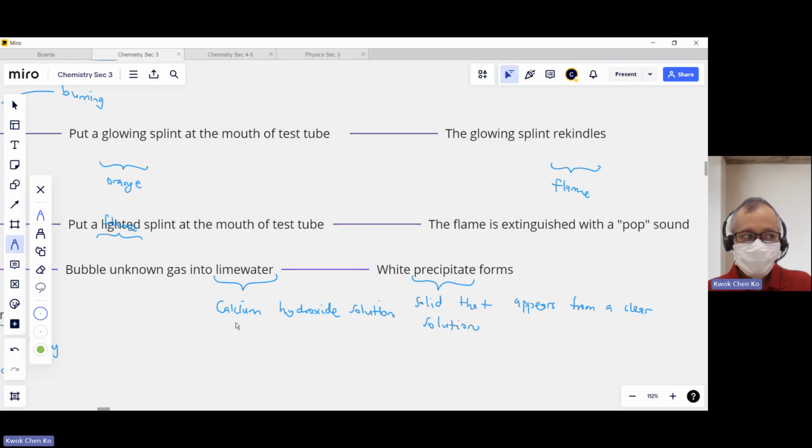And if you have encountered chemical formulas in your lower sec, this is the formula for calcium hydroxide, and it's in aqueous form. So that is lime water. Try to remember that. You will see it over and over again.